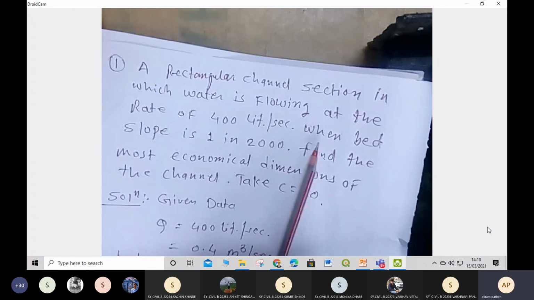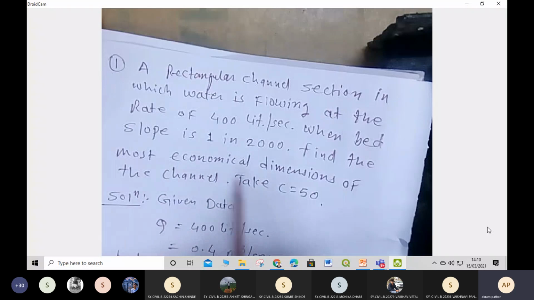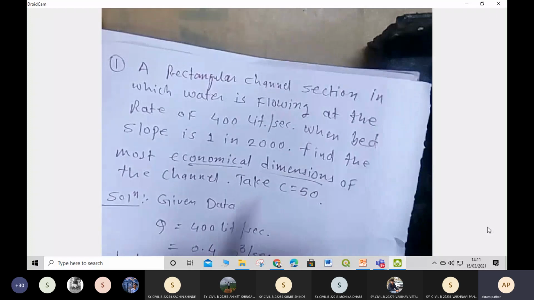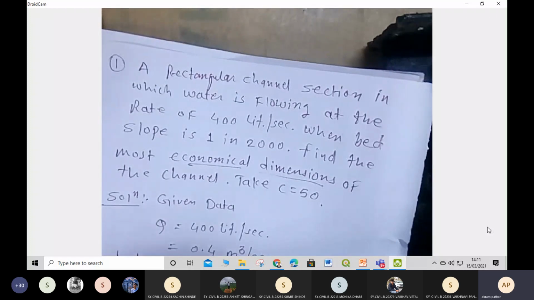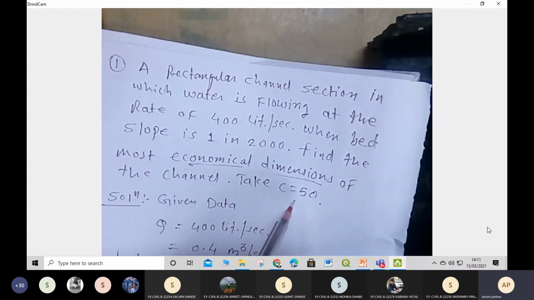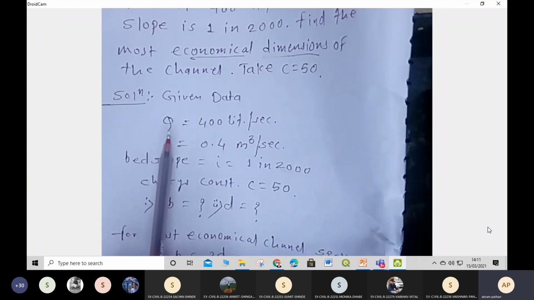Remember, when the bed slope is 1 in 2000, find the most economical dimensions. What does most economical dimension mean? We have to find out B and D. And the Chezy's constant C is equal to 50 is also given. So first we need to write whatever data is given in the problem. The data given is the rate of flow, 400 liter per second.